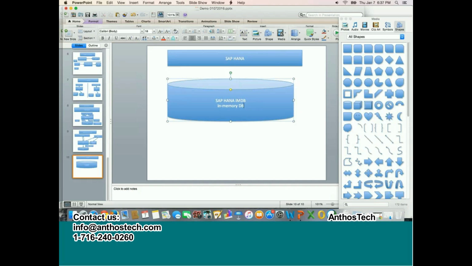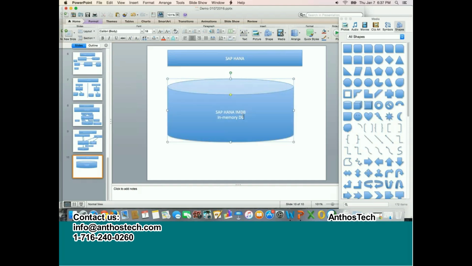What is it? After IMDB, they made it IMCE. IMCE stands for in-memory computing engine. And then they improvised it further and they called it an appliance. The full form of HANA is High Performance Analytic Appliance. It is an appliance. It is not just a database.